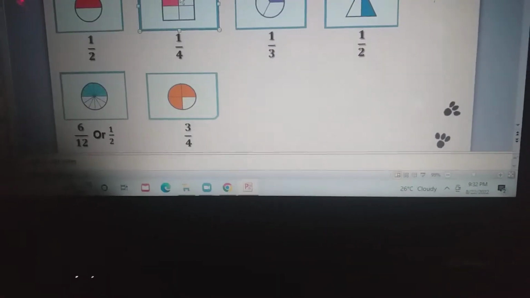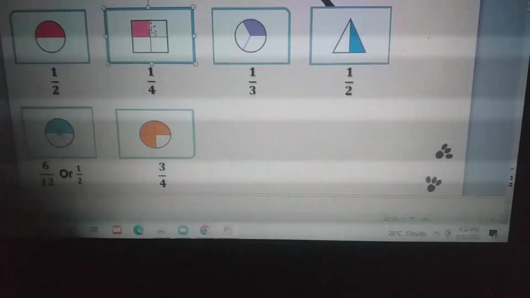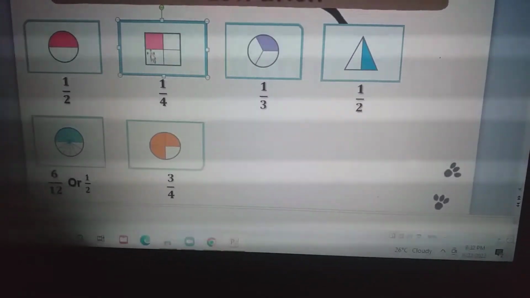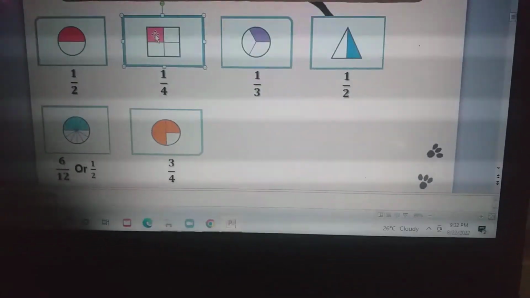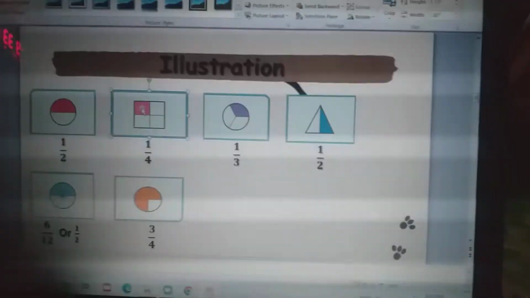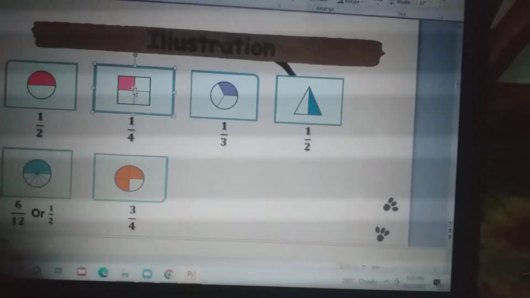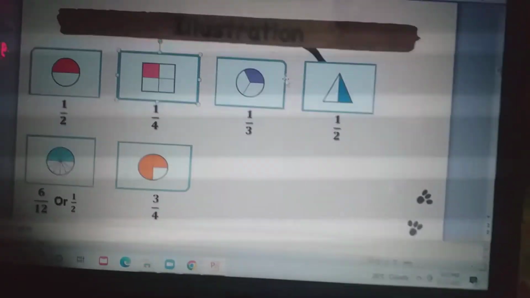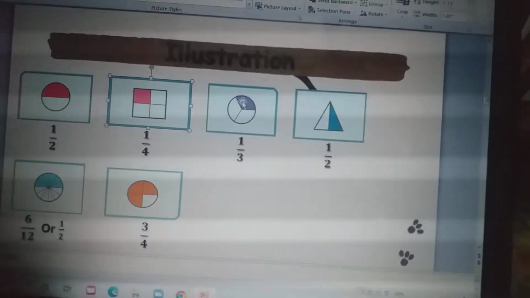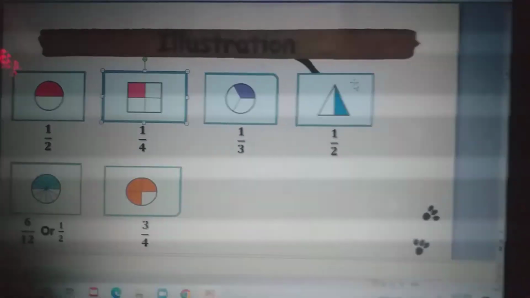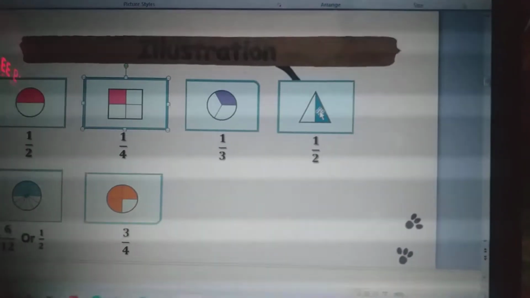Then, the next one, ito. Okay, ang sunod po ay hinati siya sa 4. Yung 4 na yun sa itong square na ito, isa po ang may shade. So, isa yung may shade at hinati sa 4. So, ibig sabihin, the shaded part is 1 and there are 4 equal parts. So, it's 1/4. Then, the third example, we have 1/3. So, tatlong hati siya. Then, isa ang may shade. So, 1/3.